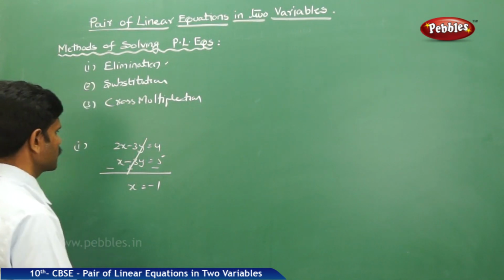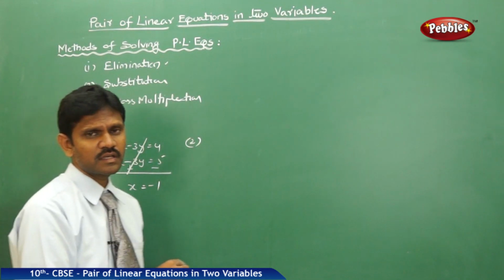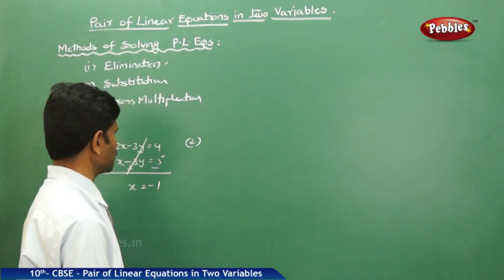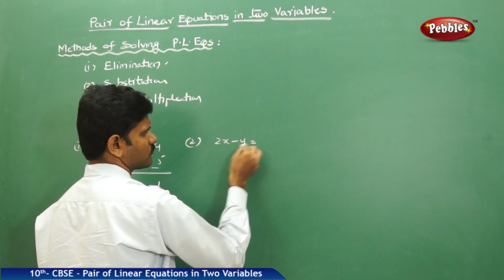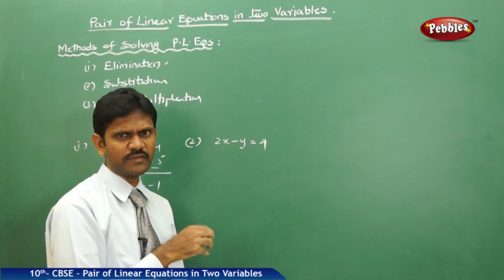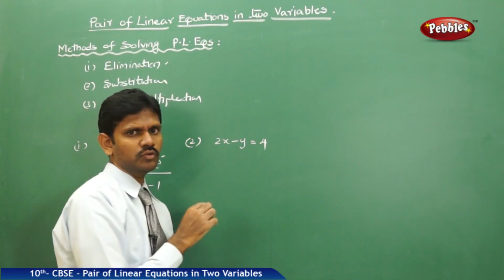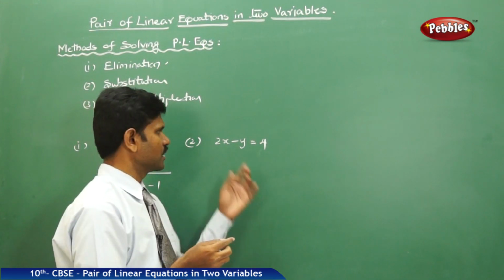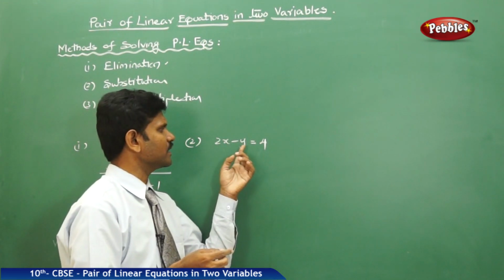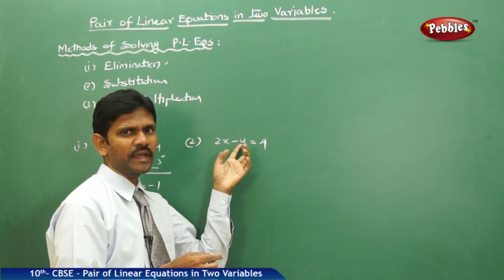Next, come to the second method, substitution method. Substitution method means, suppose for example 2x minus y is equal to 4 is one of the linear equations. First of all, you have to check which variable is simple with the coefficient. Here x has the coefficient 2 and y has a coefficient 1.